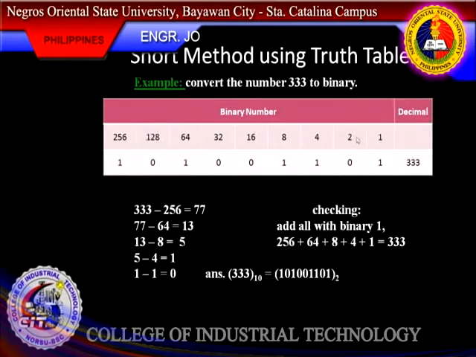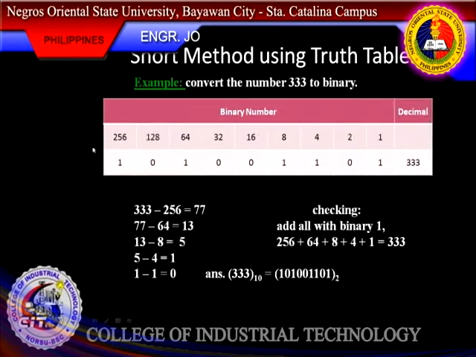1 times 2 is equal to 2. 2 times 2 is equal to 4. 4 times 2 is equal to 8. 8 times 2 is equal to 16. 16 times 2 is equal to 32. 32 times 2 is equal to 64. 64 times 2 is equal to 128. 128 times 2 is equal to 256. 256 times 2 is equal to 512.